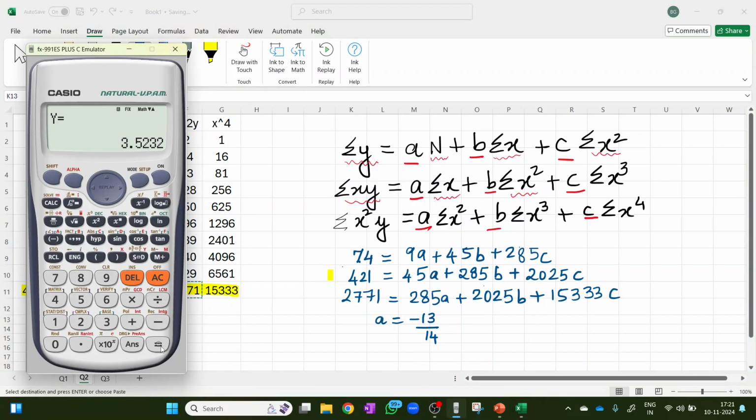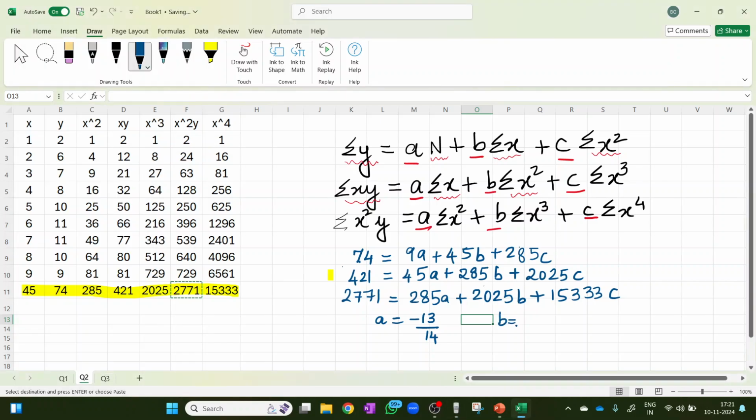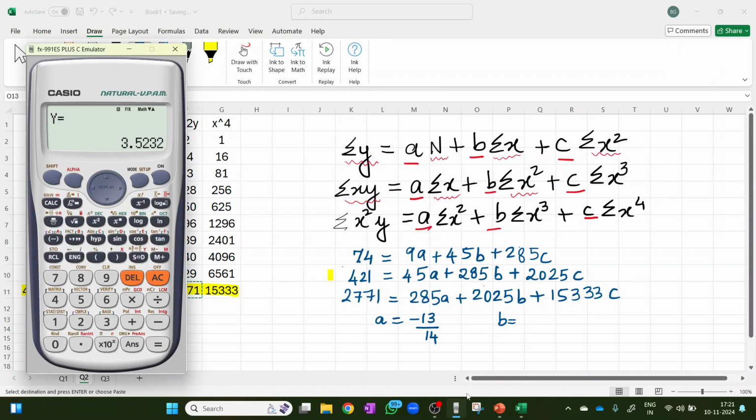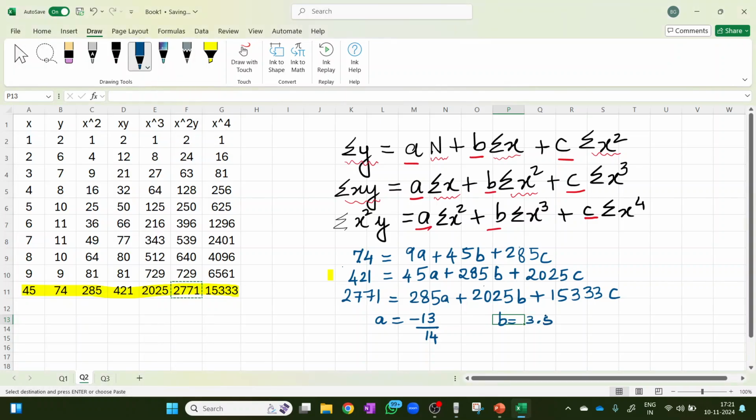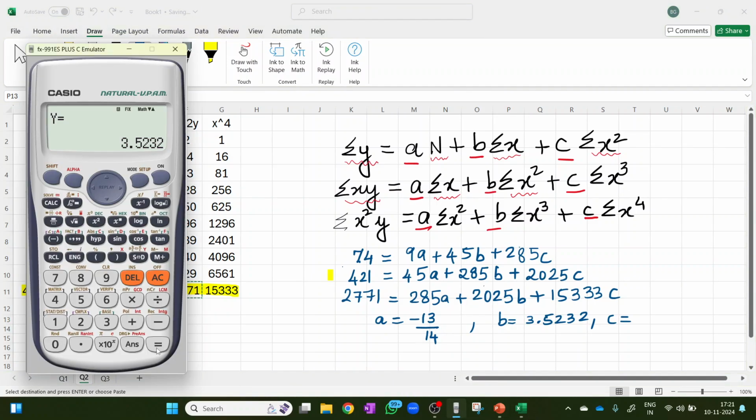Then let's see what the value of B is. Is it not going to come in the SG format? Okay. So B is going to be 3.5232. And lastly, C we'll check. Negative 247 divided by 924.